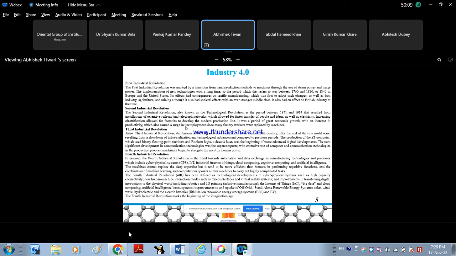The period which this refers to was between 1762 and 1820 or 1840 in Europe and the United States, and its effects had consequences on textile manufacturing, which was first to adopt such changes, as well as the iron industry, agriculture and mining, although it also had societal effects with an ever stronger middle class. It also had an effect on British industry at the time.